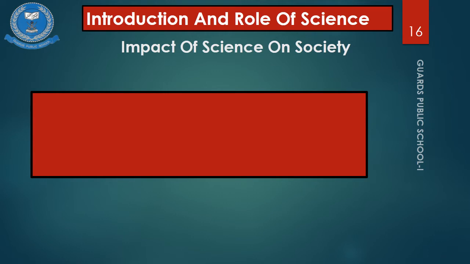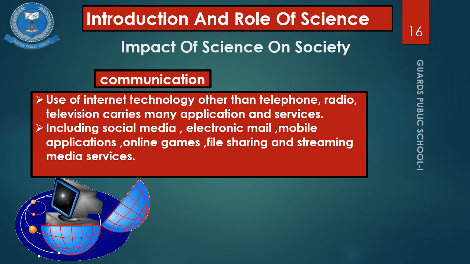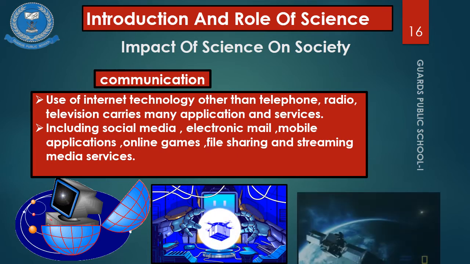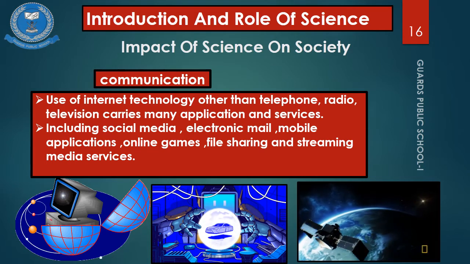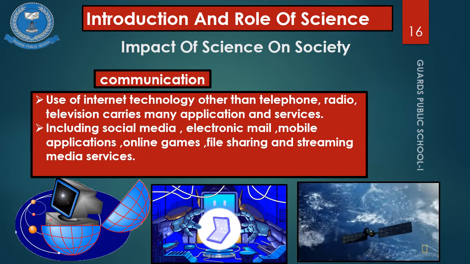Now, the use of technology in the field of communication. Internet technology, other than telephone, radio, and television, carries many applications and services, including social media, electronic mail, mobile applications, online games, file sharing, and streaming media services. It is the fastest means of communication throughout the world. For this purpose, satellites are used. Communication satellites relay the signal around the curve of Earth, allowing communication between widely separated geographical points.